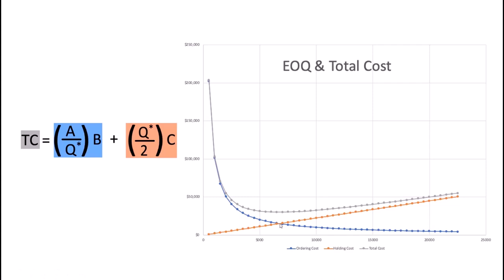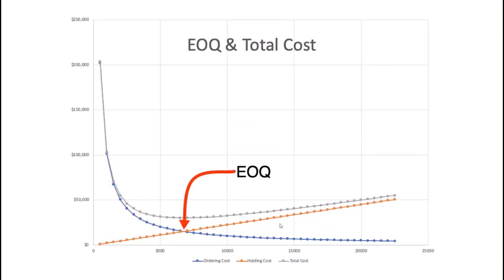And here's why we build this graph. Again, this graph will show us the EOQ. But what we're really looking at is, and this is where I want you to get this, we're not ordering based on EOQ. We're not going to order 7,500 units.